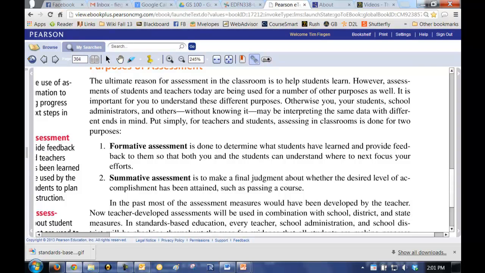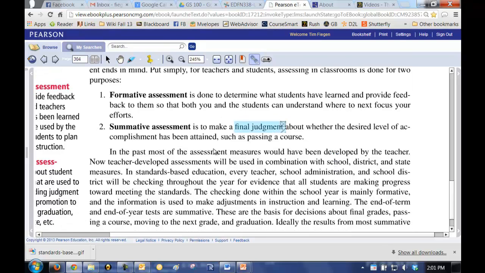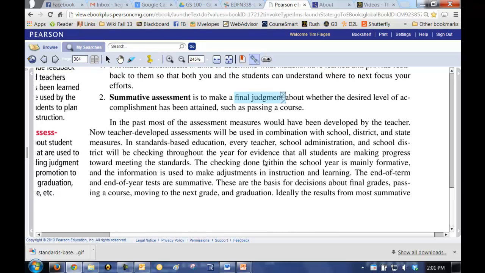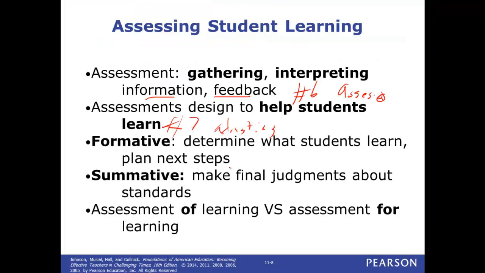So, purpose: formative and summative assessments. Teachers today are used to a number of other purposes as well. It's important you understand the difference. So first of all, formative is done to determine what students have learned and provide feedback to them so that both you and the students can understand what's next. Summative is final, and this is always at the end. It determines whether the desired level of competence has been attained, such as for passing a course. Learn, plan next steps, and make final judgments of it.